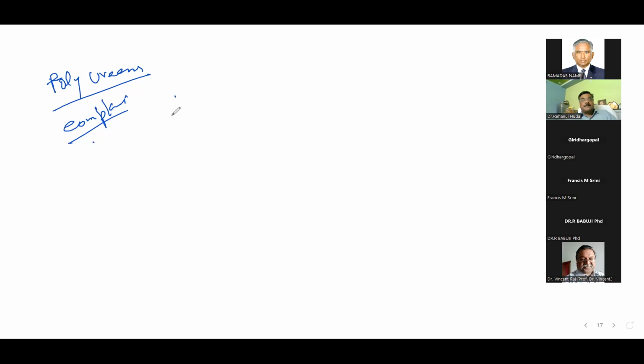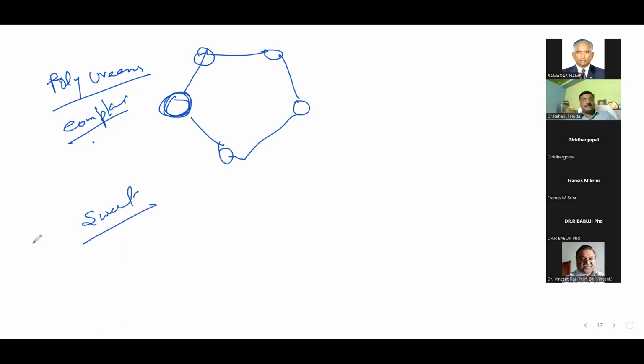polyuria means my kidney function is more in polyuria. And when we ask about symptoms, the patient says that I have a taste craving for sweet. Taste craving for sweet means the spleen of the patient is in hypo condition.